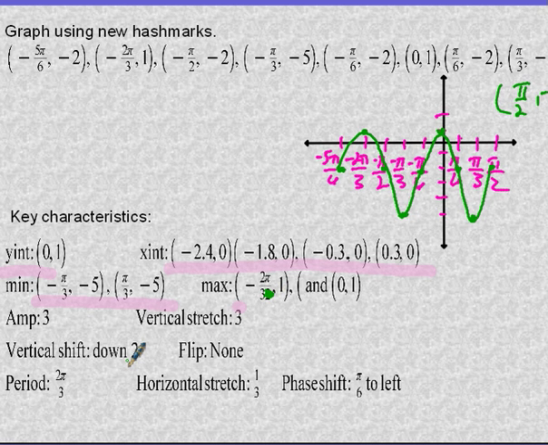Vertical stretch of 3, no flips, period again. So it's going to be 2 pi over our b. So that's how we got this horizontal stretch of 1/3. And our phase shift, pi over 6 to the left. Actually, is that right? Yes. So it's pi over 6 to the left.